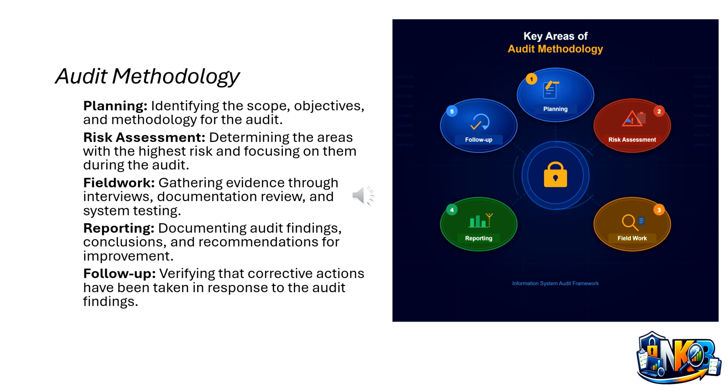We begin with planning. This is where the scope, objectives, and approach of the audit are defined. Then the risk assessment. Auditors identify the areas with the highest risk and prioritize them for deeper examination. The third step is fieldwork. Here, evidence is gathered through interviews, document reviews, and system testing to validate controls.